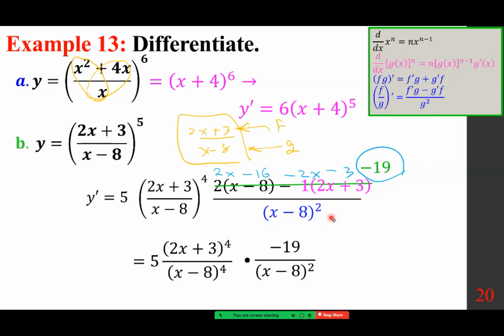Okay. And so now, what is at top? 5 times negative 19 and 2x plus 3 to the power of 4. That makes it negative 95, 2x plus 3 to the power of 4. This makes it x minus 8 to the power of 4 plus 2. And that's your final answer, everybody.